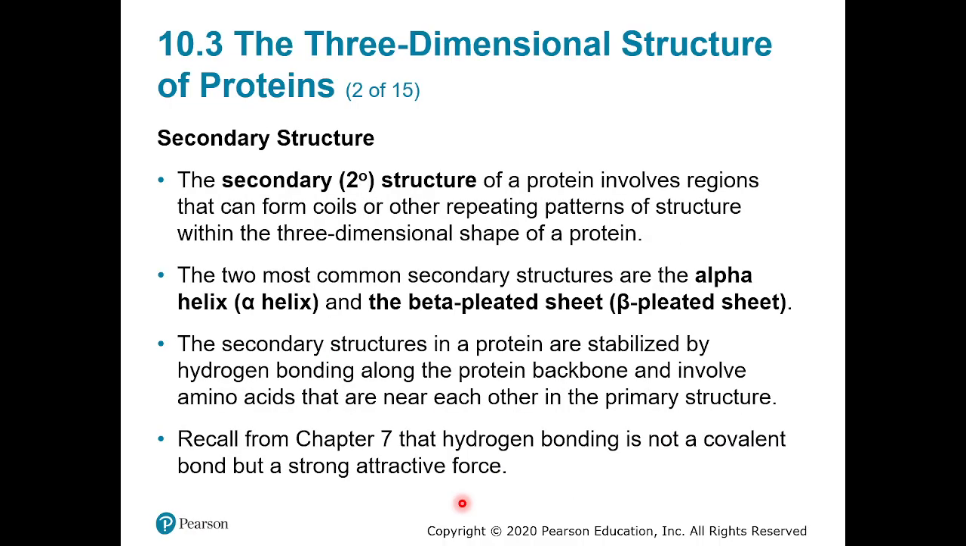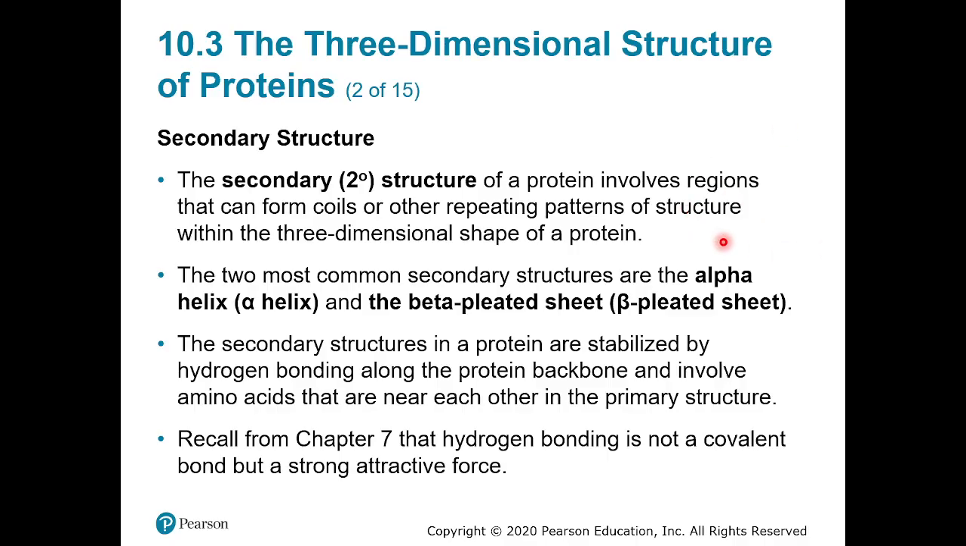Okay, let's look at the secondary structure now. The secondary structure of a protein can involve regions that form coils or other repeated patterns of structure within the three-dimensional shape of the protein. So we're kind of zooming in and looking at the little patterns that develop over and over. If you were to compare this to human anatomy, that would be looking at the organs, right? If you were to compare it to a car, it'd be looking at the different parts of a car, right?